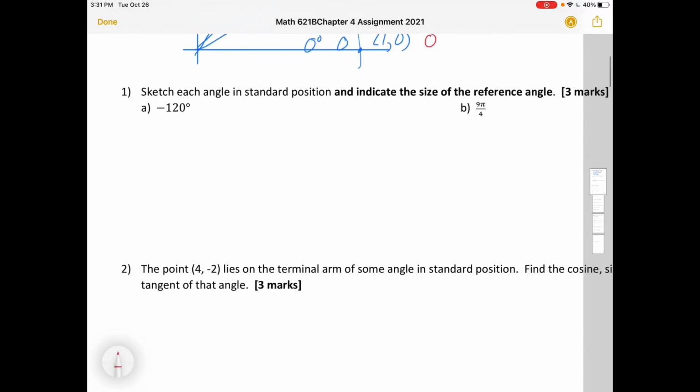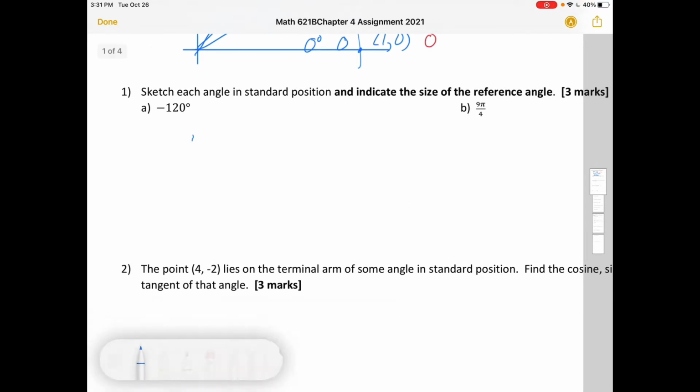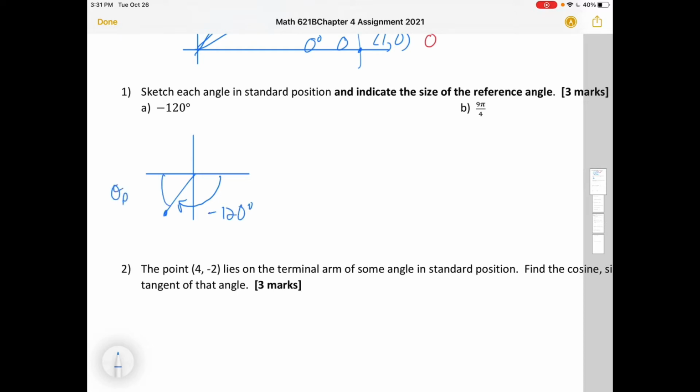The first question asks us to sketch each angle in standard position. So I'm going to make some axes and sketch. I'm going to show that I'm going in the negative direction. There's negative 120 degrees. And my reference angle would have to be 60 degrees. Reference angles are always positively framed. And they're always with the x-axis.